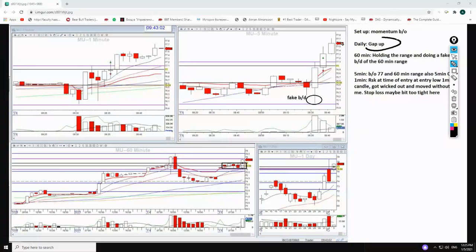So the daily gapped up. And you know where this gap up went to? It gapped up to the all-time high. Not all-time high. I mean, this is the all-time high right there. But it still gapped up for a break of the all-time high.